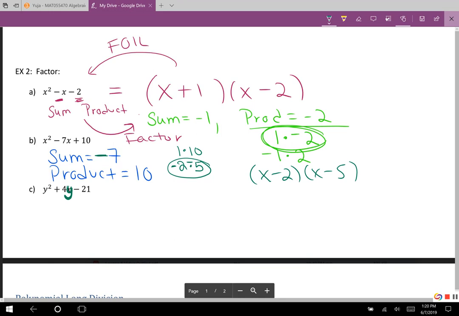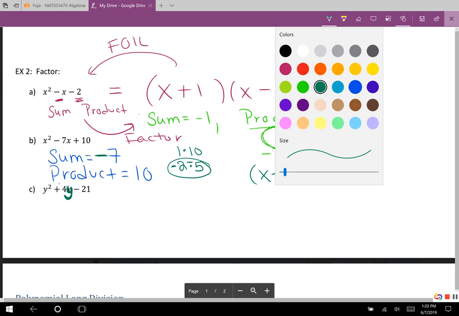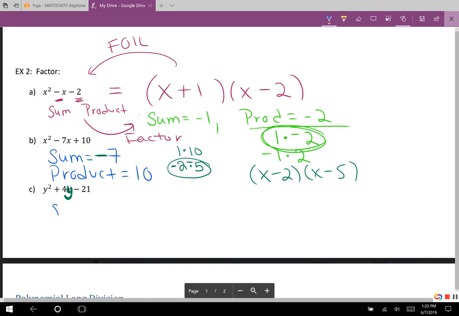So now we can use the same process. I need a sum of the middle, which is 4, and I need a product of the last, which is -21. So I start by thinking about how can I get a product of 21? Well, it could be 1 and 21 or 3 and 7. And because it's a negative, one of these numbers has to be negative.